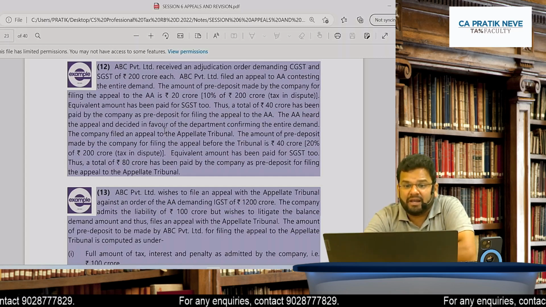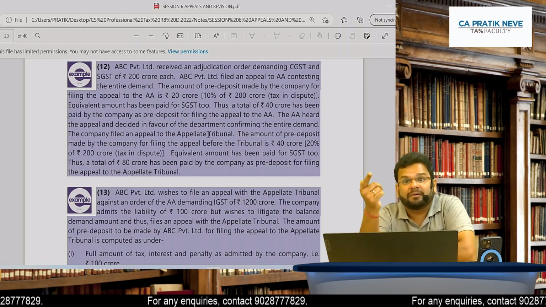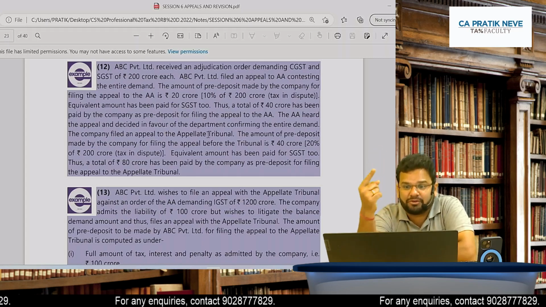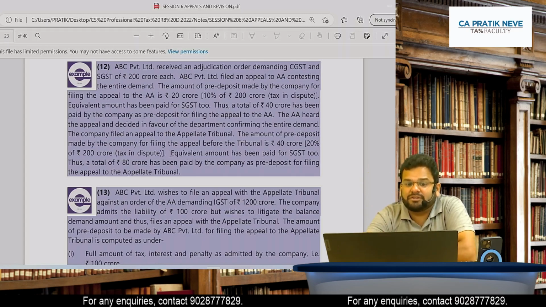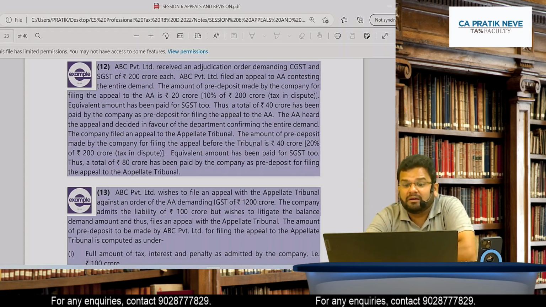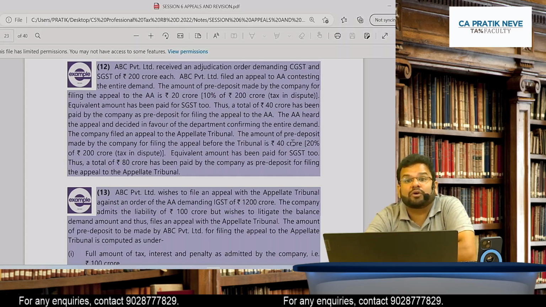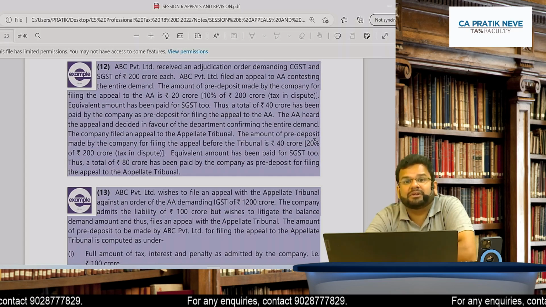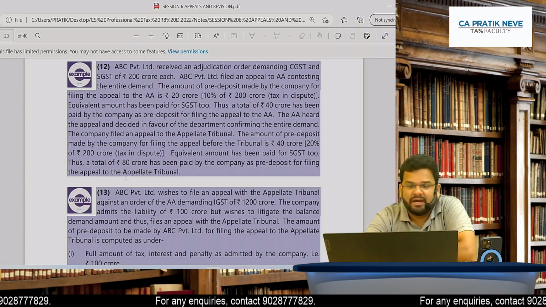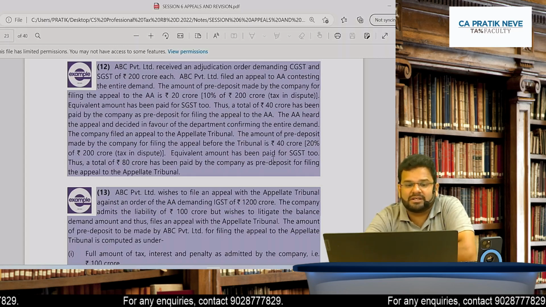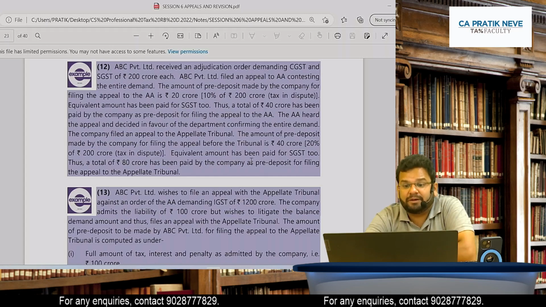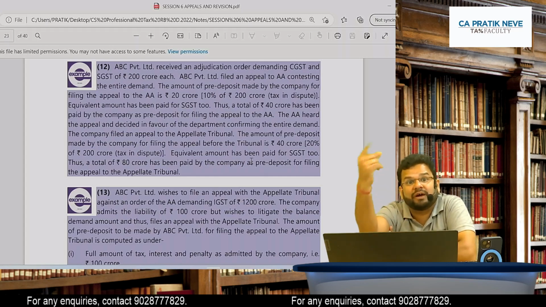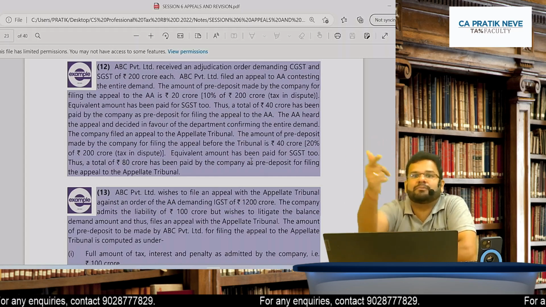The company filed an appeal to appellate tribunal. Now see, additional pre-deposit. The amount of pre-deposit made by the company for filing the appeal before tribunal is 40 crores. It becomes 20% of 200 crores, and of course an equivalent amount in SGST too. Thus a total of 80 crores has been paid by the company as pre-deposit for filing the appeal to the appellate tribunal.